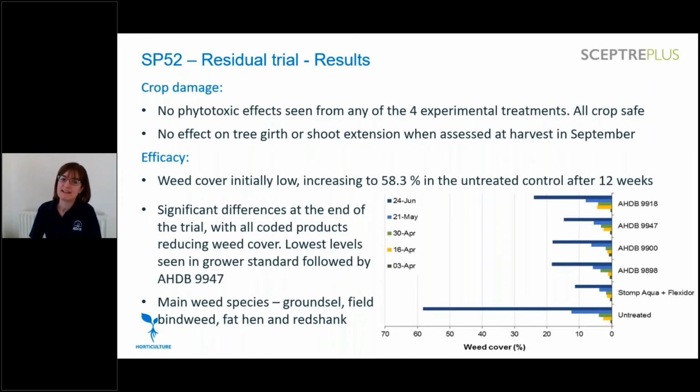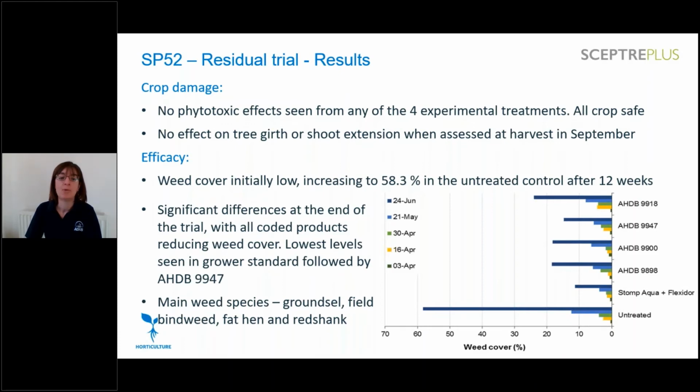So what did we see here? Well, again, in terms of the crop damage, we didn't see any phytotoxic effects from any of the 4 experimental treatments. So as far as that trial was concerned, they were all crop safe, and we also didn't see any effect on the tree girth or the shoot extension when assessed at harvest in September. So from a crop safety point of view, those products were really promising.